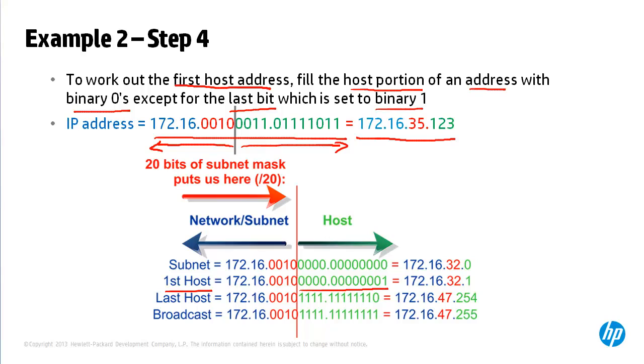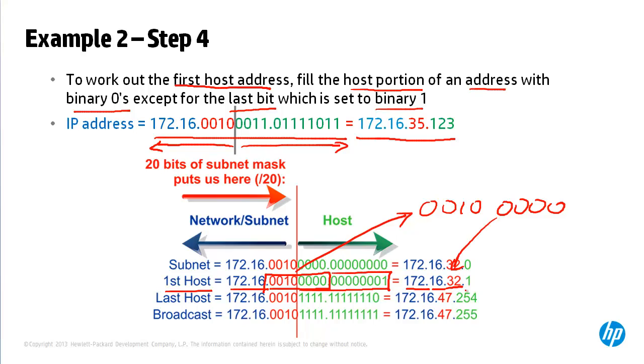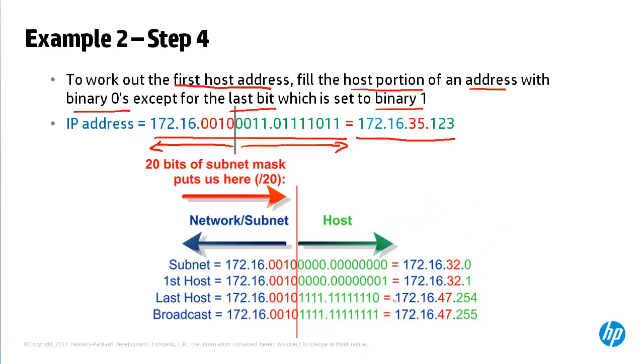So once again, the answer is 172.16. We never converted that portion to binary. The third octet, taken as a full octet, is 0010 quadruple 0, which equals 32. The last octet equals 1. So the answer is 172.16.32.1. The host portion is filled with binary zeros except for the last bit, which is a binary 1.